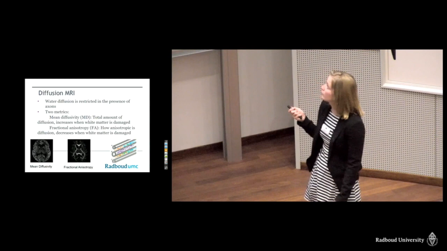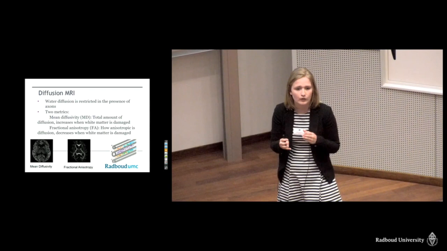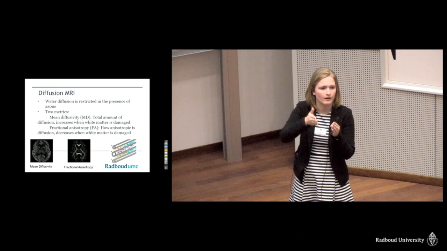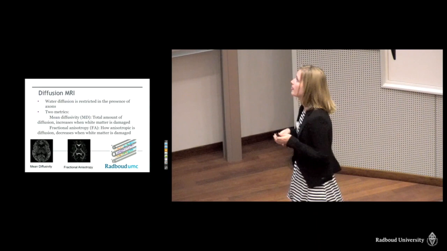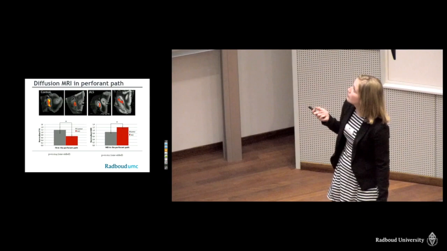There are two main metrics that we can extract from this data. The first one is the mean diffusivity, which gives you information about how much diffusion there is in general. And the idea is then that when white matter is degenerating, water can move more freely, so the MD values go up. And the other one is the fractional anisotropy, and that says something about how directed the diffusion is. So FA is higher when water is moving more in one direction. And the idea is that when axons are degenerating, diffusion becomes more spread, so the FA goes down. And then you can also see here that in the corpus callosum, the FA is very high, while the MD is very low.